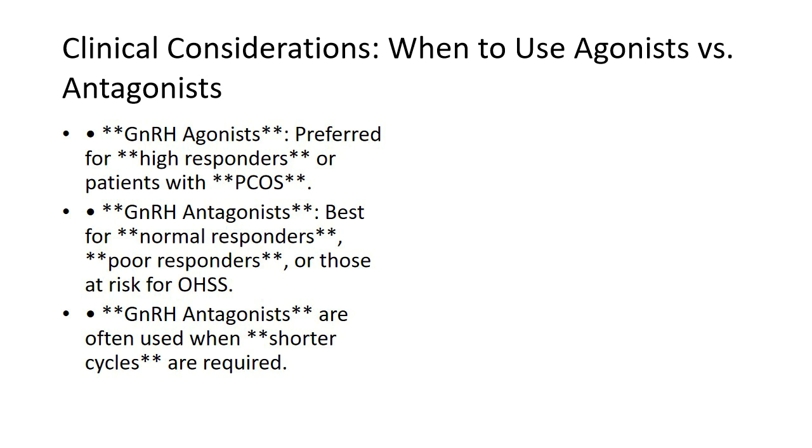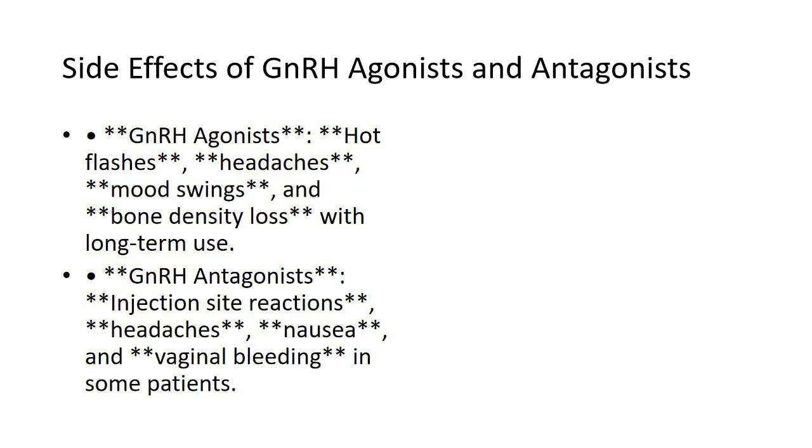GnRH antagonists, best for normal responders, poor responders, and those with high estrogen levels. Ideal for patients who require a shorter stimulation phase, offering convenience and less risk of OHSS. B. Side effects and considerations. GnRH agonists: hot flashes, headaches, mood swings, and bone density loss with long-term use. Can cause ovarian cyst formation due to initial flare.